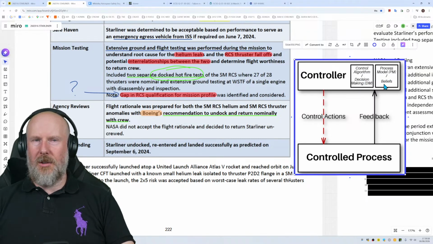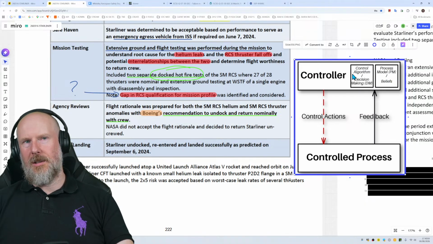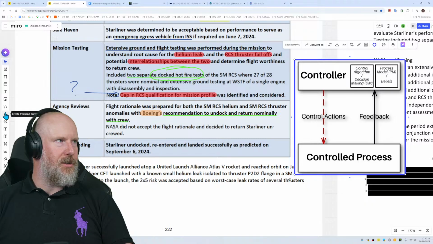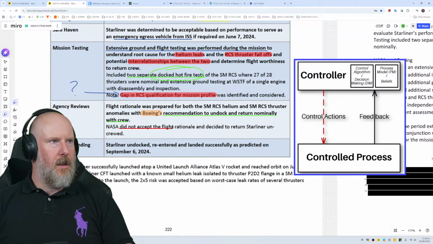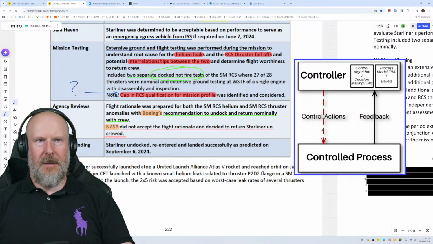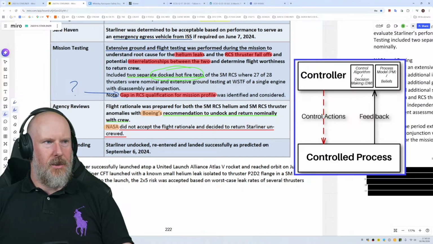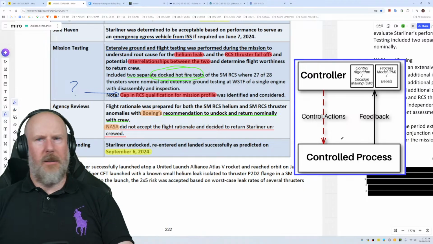So what decisions were they making? What was that decision based on? What information did they have? What beliefs did they have? What feedback did they have? Was that a sound decision that they were making there? And then it goes on to say NASA did not accept the flight rationale and decided to return Starliner uncrewed. There we go. So if this is NASA, they've said, no, we're not doing that. Undock and landing. So Starliner undocked, re-entered and landed successfully as predicted on the 6th of September 2024. There we go, that's really exciting.